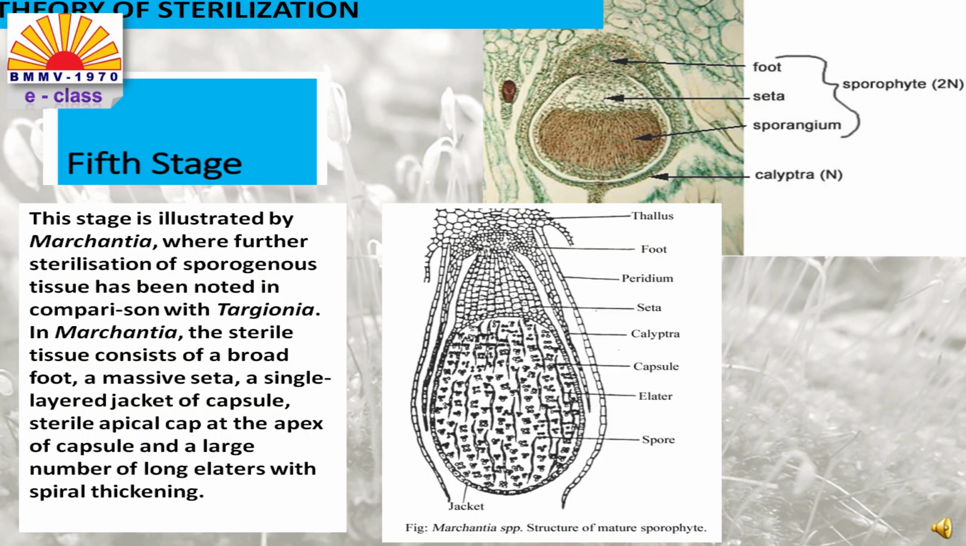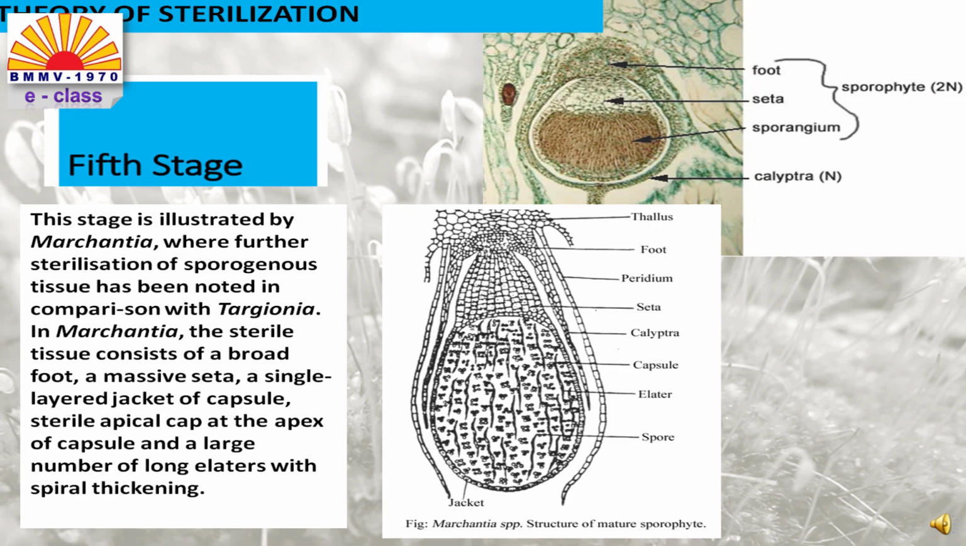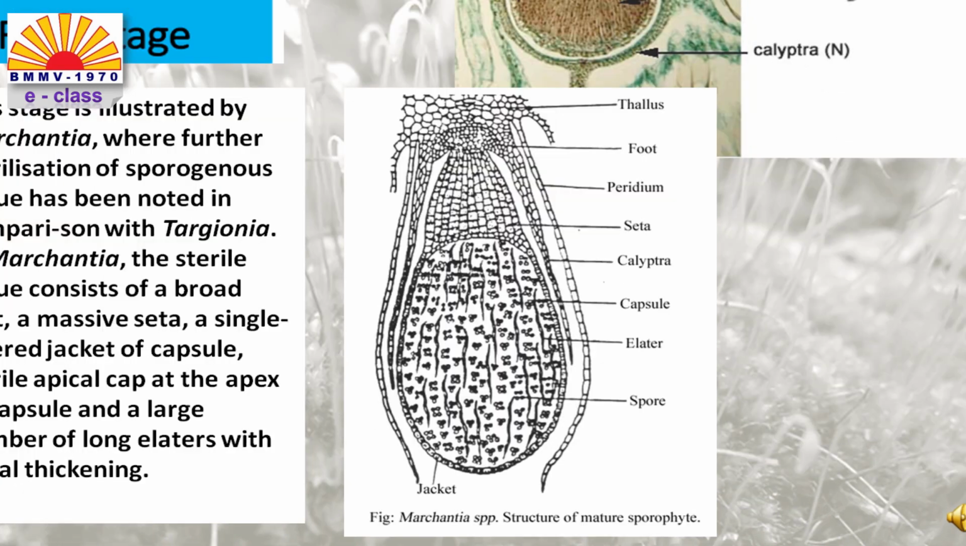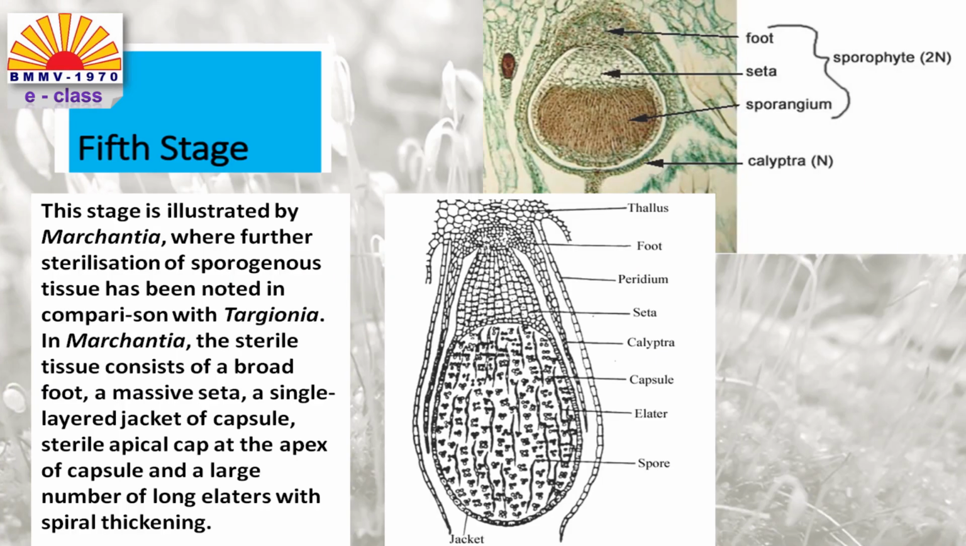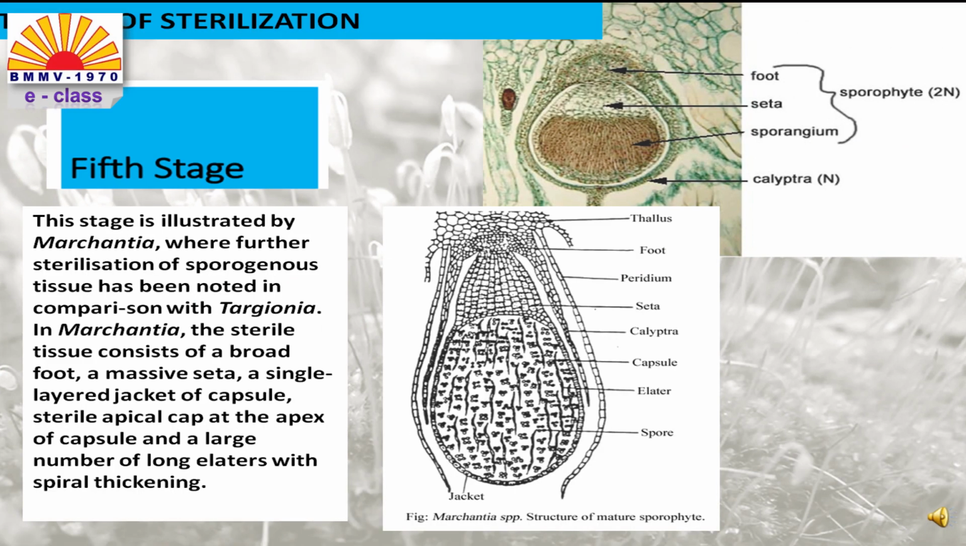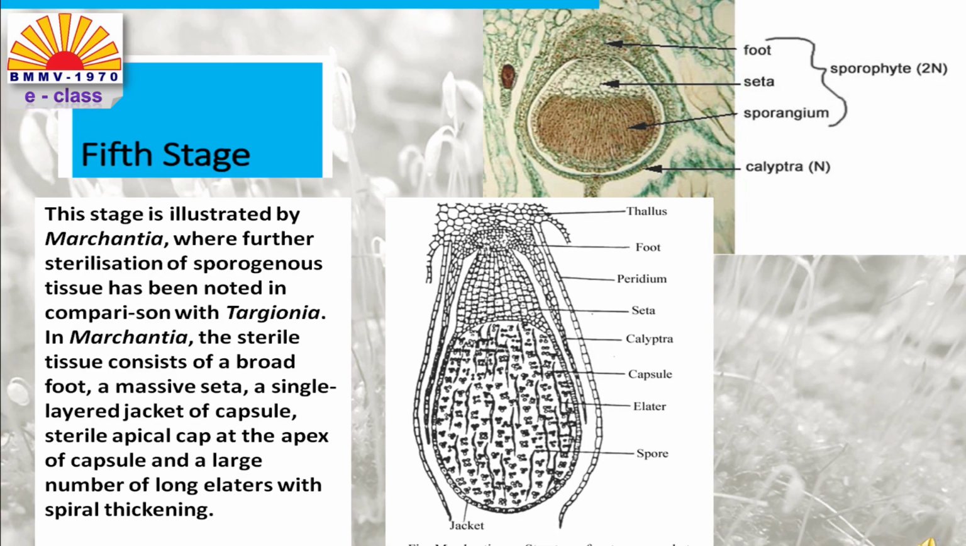Now the fifth stage. This is a very common genus, Marchantia, which we will study in detail in our later classes. Here you can see there is a very well developed foot, the peridium, the seta, the calyptra. The capsule will contain elaters and spores. It is a multicellular sporophyte, and this is a little bit advanced type of sporophyte, but in every case the sporophyte is always attached with the gametophyte.